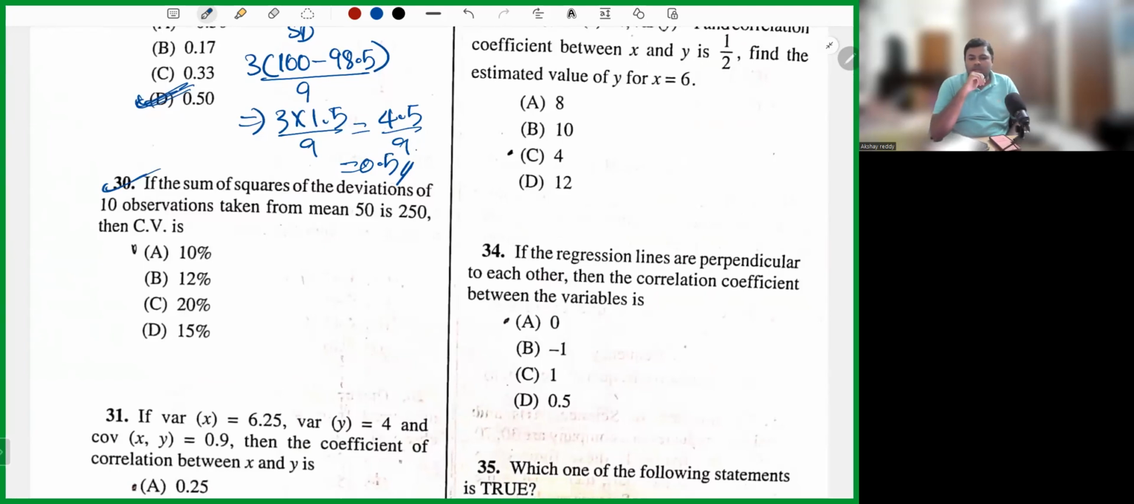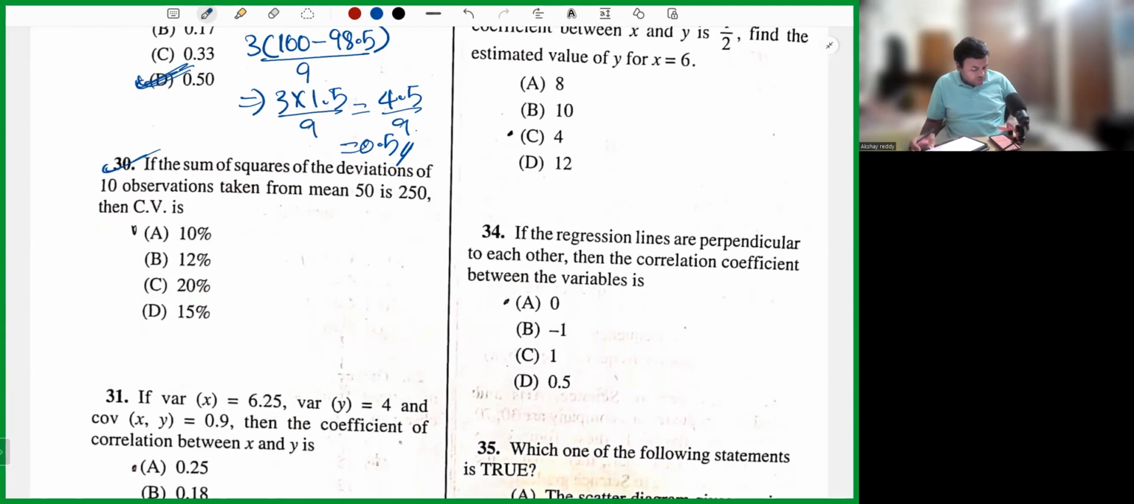30. The sum of squares of deviations of 10 observations taken from mean is 250. Then the coefficient of variation, he's asking. It's a quite good question, my dear friends. How will you get coefficient of variation? Coefficient of variation will be standard deviation divided by mean into 100.